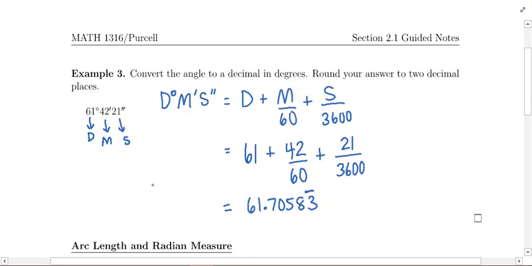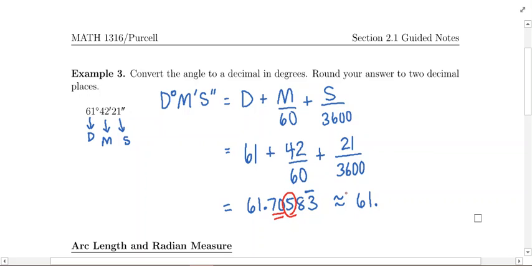We expected it to be 61 point something because we knew from the degrees, minutes, seconds format that there were 61 whole degrees. The directions say to round your answer to 2 decimal places, so let's go ahead and round it accordingly. When it says 2 decimal places, it's talking about after the decimal point. So we've got our 61 whole degrees, and then the 2 places after are 70. We need to round using the number that comes after. So the number that comes after is a 5.